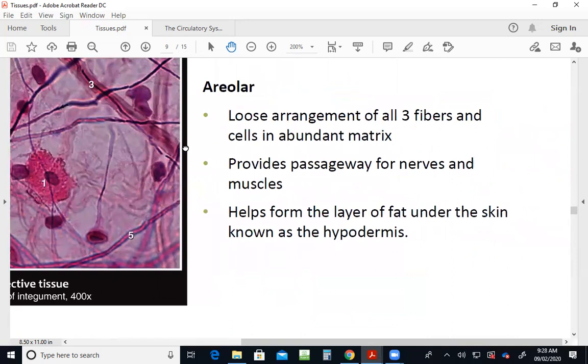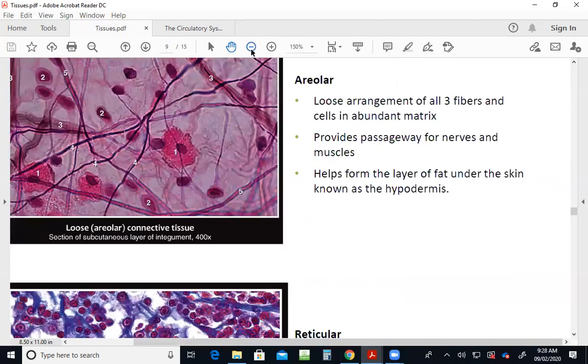Okay. Key features of areolar connective tissue. It's got all three fibers. They're loosely arranged, big abundant matrix, provides passageways for nerves and muscles. We'll actually find this, and we'll talk about this in our next lecture when we talk about the hypodermis, which is underneath our skin.